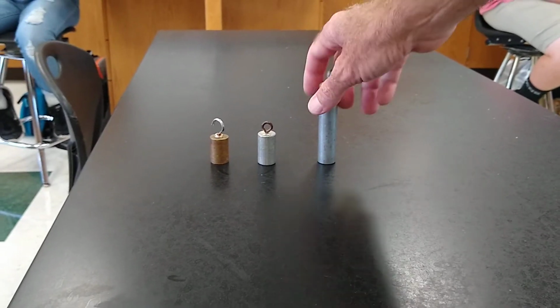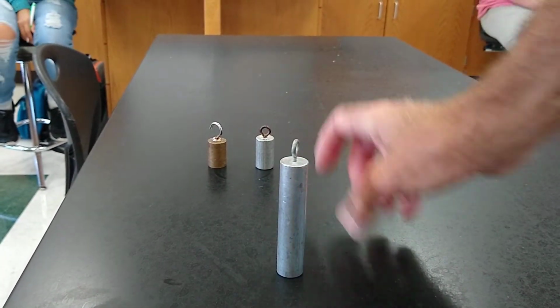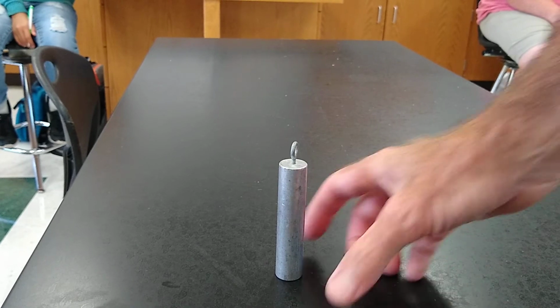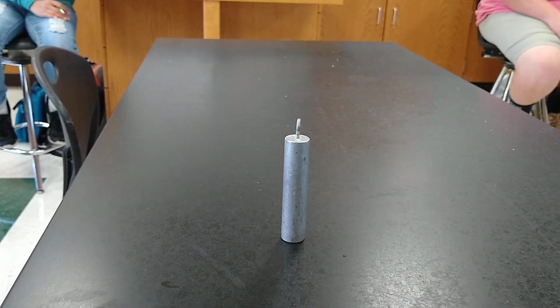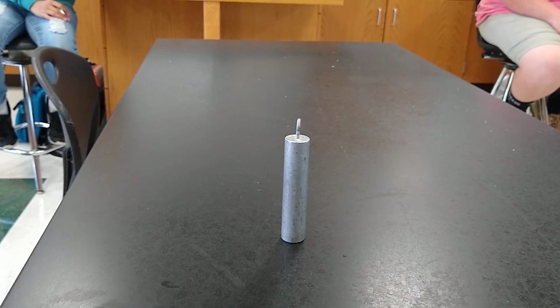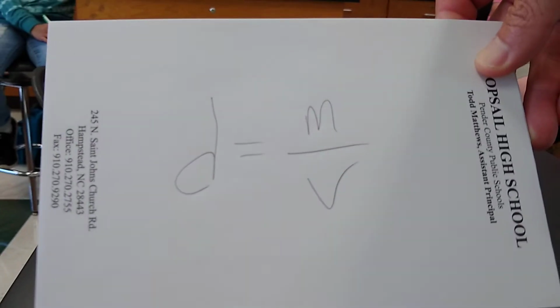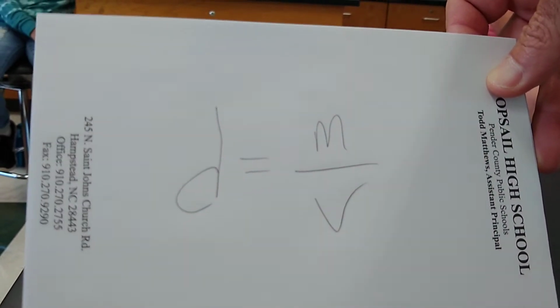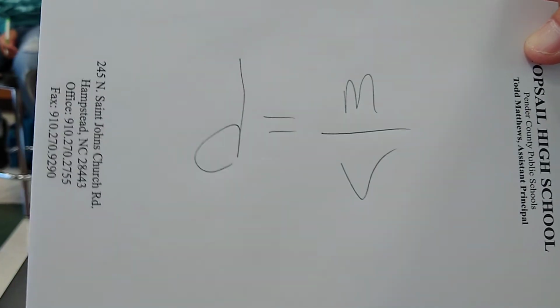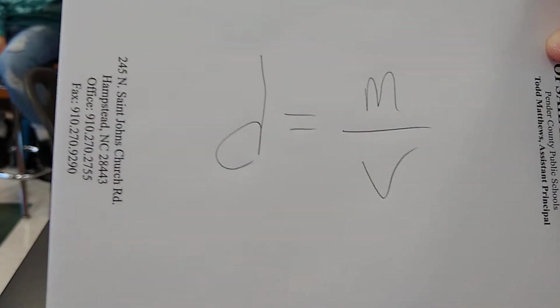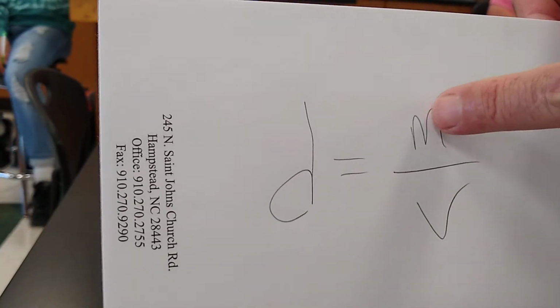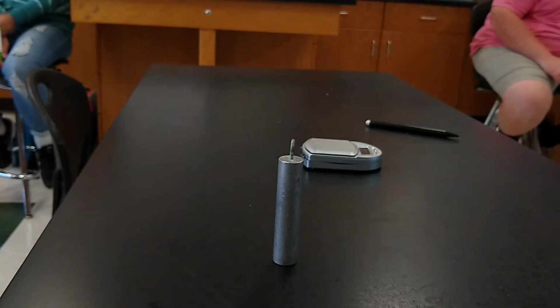So we're going to calculate the density of this aluminum right here. And I'm choosing aluminum because it's the easiest one. It's the easiest one for us to measure because of its size. I'll show you why. So the formula to calculate density is D equals M over V, or density is equal to mass divided by volume. So the first thing we're going to calculate right here is mass.